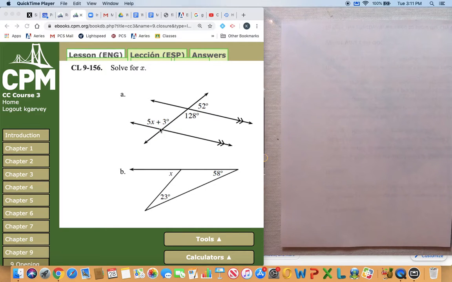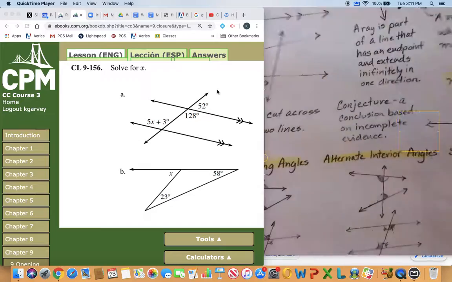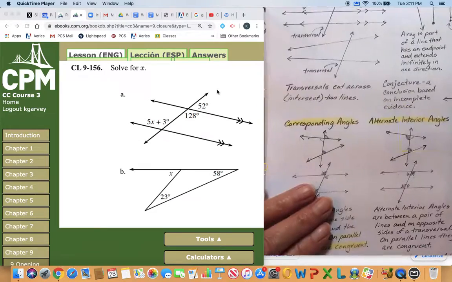In order to solve for x, we're going to have to figure out what the measure of this angle is first, and then we'll be able to set up an equation to solve for x. So if we look at the lines here, we notice that these two lines are parallel. So these are parallel lines cut by a transversal. So we know that we have a few relationships in that case that may be of help to us.